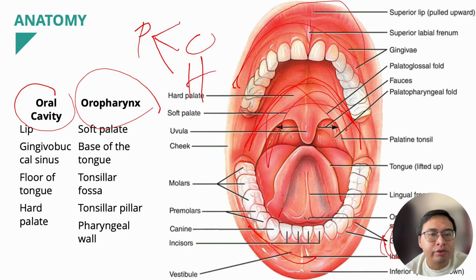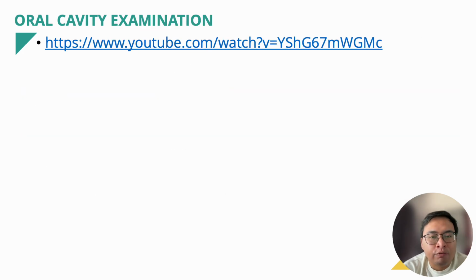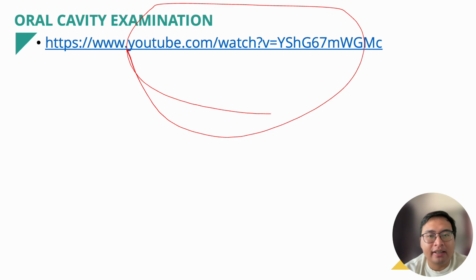The posterior 1/3 of the tongue is called the base of the tongue, and that's also at the oropharynx. The tonsillar pillars and the tonsillar fossa, where your tonsils are located, are also oropharynx already. Okay? So how do you do the oral cavity examination? For this, we have this YouTube video. Just please watch this on your allotted time.